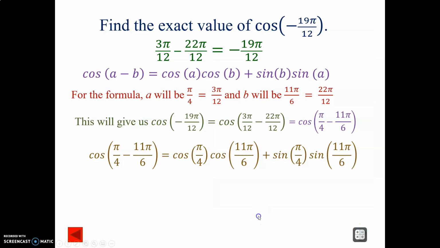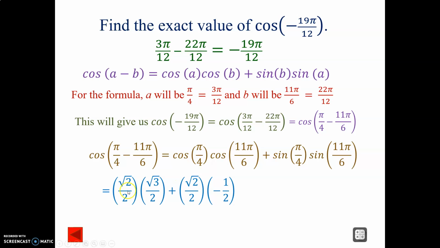So let's substitute those numbers in. There's the pi over 4, which is radical 2 over 2. 11 pi over 6, radical 3 over 2. So it's just a matter of keeping track of where the numbers will go. Let's simplify. Radical 2 times radical 3, radical 6. And radical 2 times negative 1, negative radical 2. There we go. There's our answer. So when we simplify this, we have the exact same denominator as our radical 6 minus radical 2 all over 4.